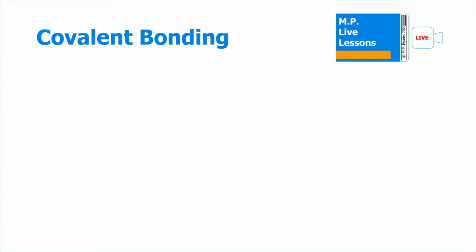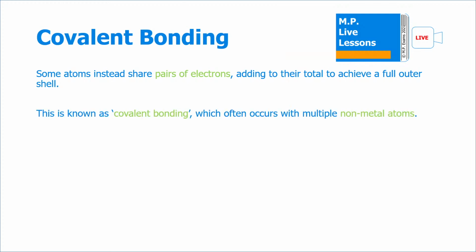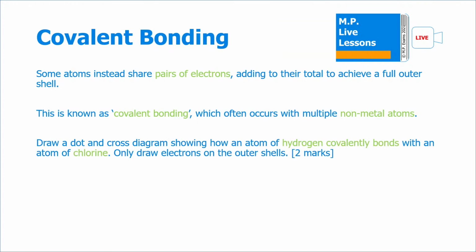Next, you'll need to learn about covalent bonding. Some atoms instead share pairs of electrons, so instead they both contribute to each other and they add to their total to achieve a full outer shell. So this is covalent bonding, and this often occurs with multiple non-metal atoms. A common exam question could be to draw a dot and cross diagram showing how an atom of hydrogen covalently bonds with an atom of chlorine. Only draw electrons on the outer shells.